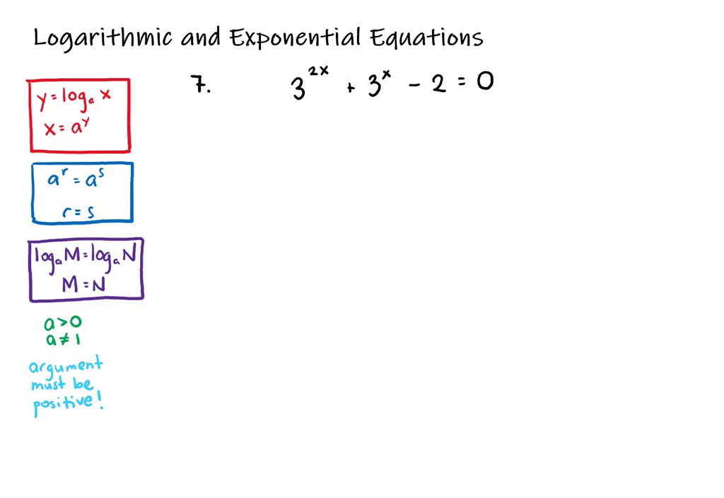As you can see, we have 3 to the power of 2x, and we also have 3 to the power of x. And so I'm going to rewrite both of those as 3 to the power of x. And when I write it this way, you can see that it looks like a quadratic. And we're going to substitute 3 to the power of x out for some other variable. You can use any variable you want as long as it's not already in the equation. So I'm going to write this as y squared plus y minus 2 is equal to 0. And then I'm going to factor and solve.